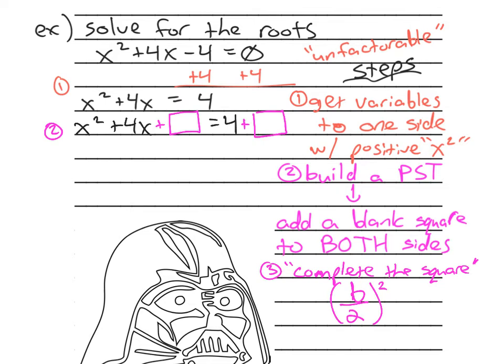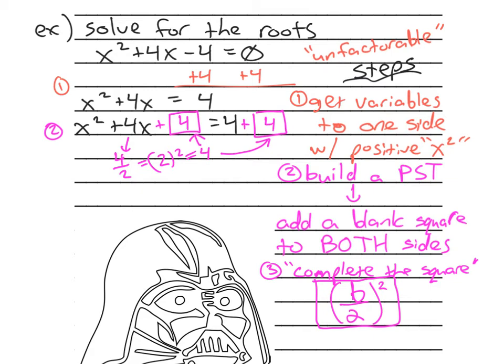So b divided by 2 and square it. That's going to go inside the square. So 4 is the middle number here. So 4 divided by 2 is 2. And then you square it. What do you get? 4. That's going to go in this left box. And don't forget the right-hand side. 4 and 4 go there and there.